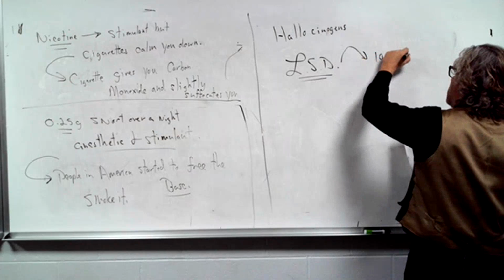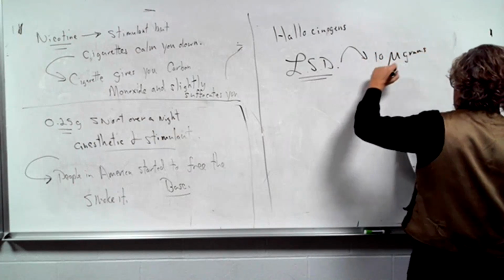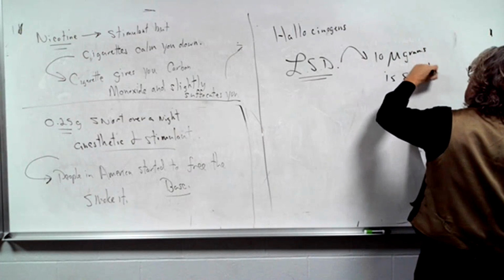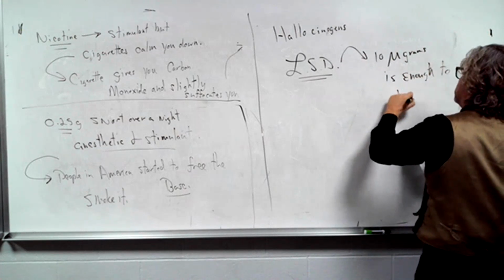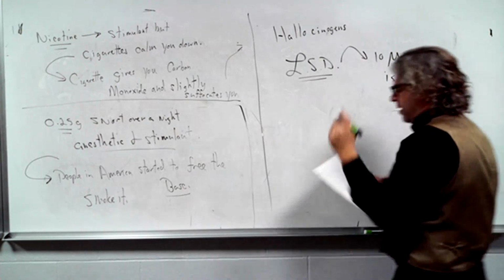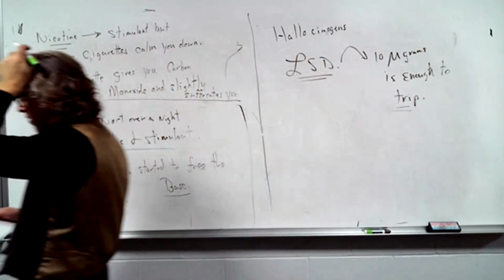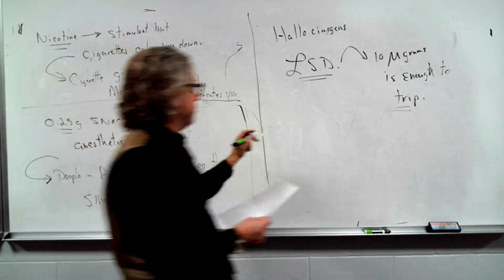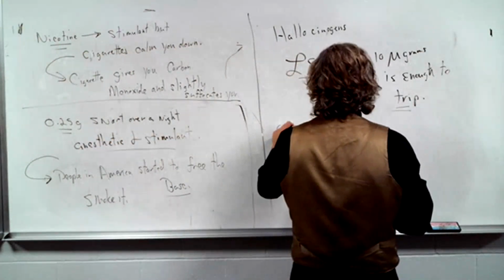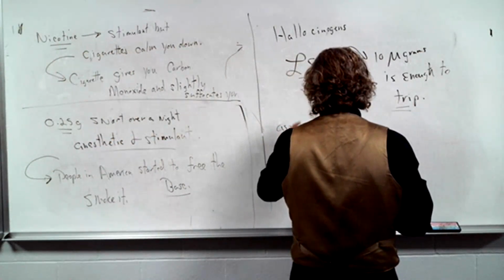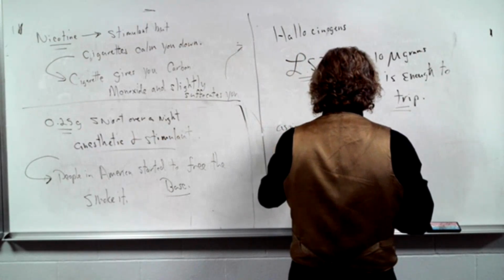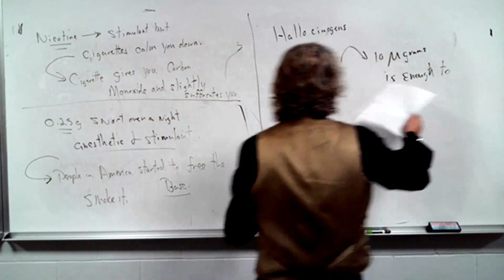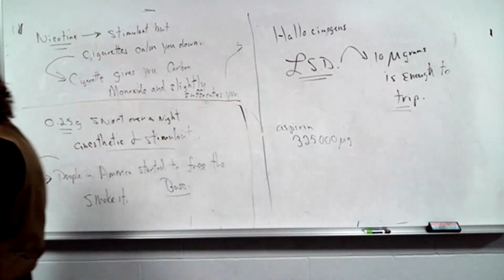10 micrograms is enough to trip. All right, this is the roughest thing, because if you think about it, what's aspirin? Aspirin, which is not something you trip on, is 325,000 micrograms, and 10 micrograms of LSD is enough to trip.